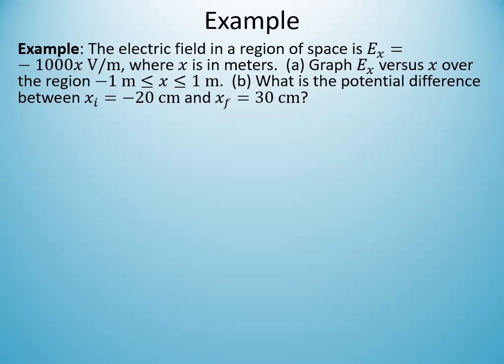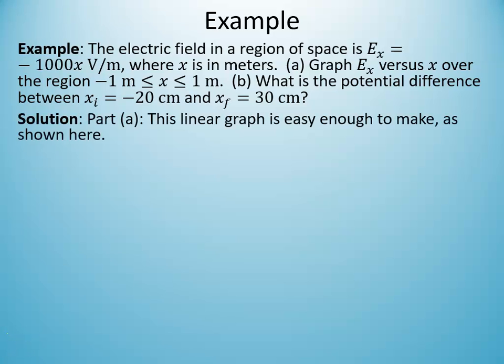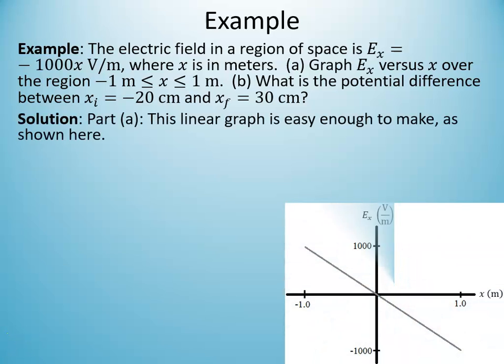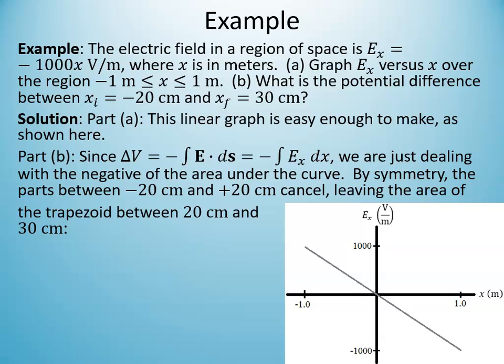The electric field in a region of space is given by E sub x equals negative 1000 x volts per meter. Graph that from negative 1 meter to 1 meter, and then find the potential difference between negative 20 centimeters and 30 centimeters. So the linear graph is very easy. There we go, I just drew a straight line and labeled my axes accordingly. Now, in terms of finding the potential difference between the initial point and the final point, negative 20 centimeters and 30 centimeters, I used a trick.